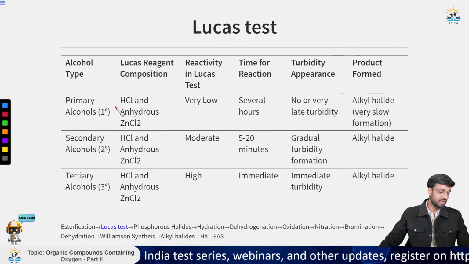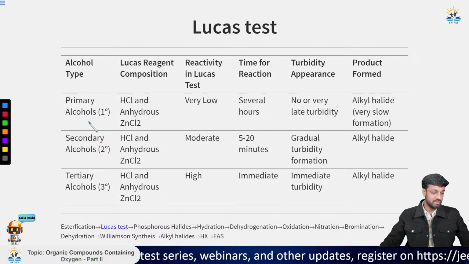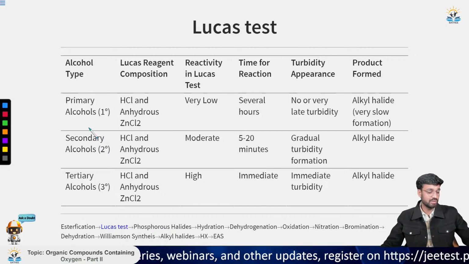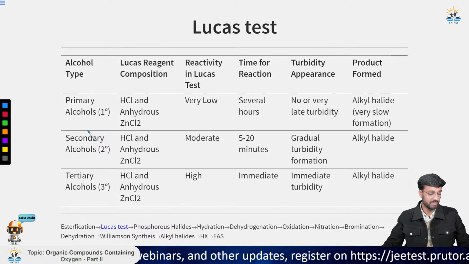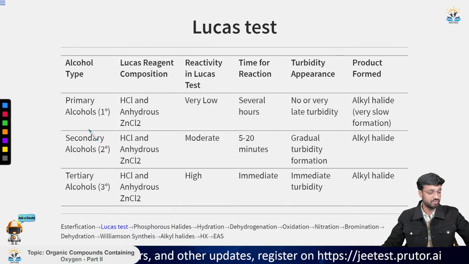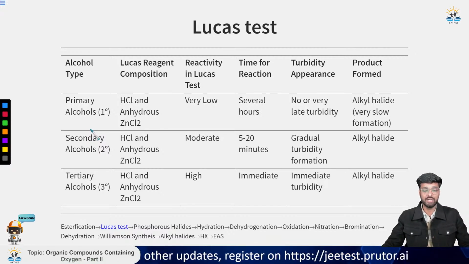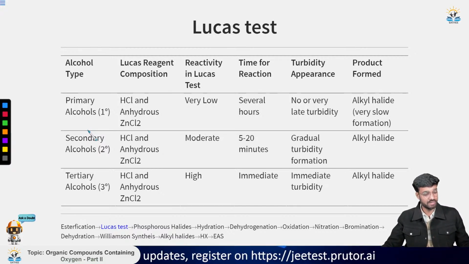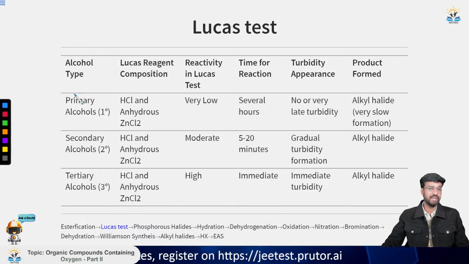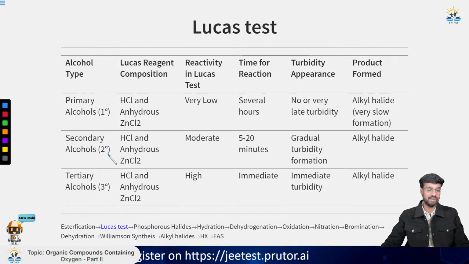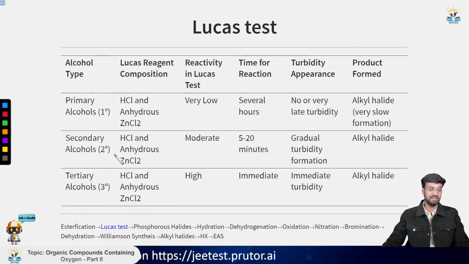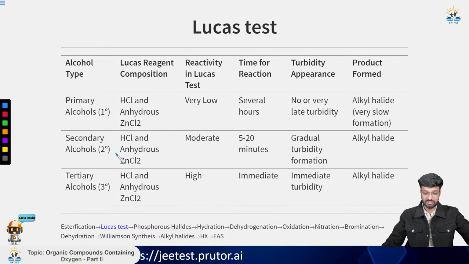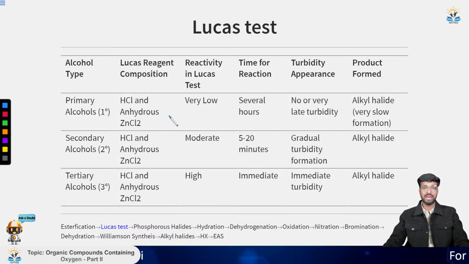Now next we have the Lucas test. The Lucas test is also a reaction of alcohol. This reaction is much more important, and questions are often asked from here. It is basically a distinguishing test. What it does is that we take an alcohol that can be primary, secondary, or tertiary, and we have to decide whether it is primary, secondary, or tertiary alcohol. For that purpose, we use the Lucas test.